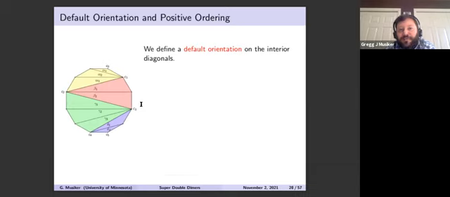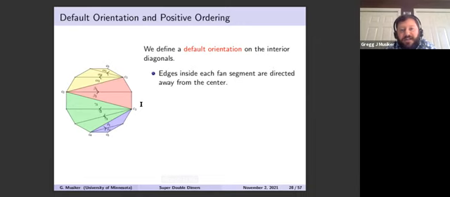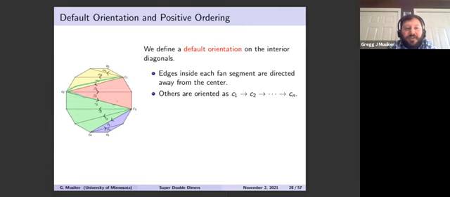And we end up defining a default orientation on the interior diagonals using this fan decomposition. So in particular, for every given fan segment, we direct the orientation away from the fan centers. But then there's this ambiguity on the edges that connect fan centers. So C1 to C2, then C2 to C3. So we orient that in a zigzagging fashion. So let me just draw for a moment. So notice we have C1 goes to C2, then C2 to C3, C3 to C4, etc.